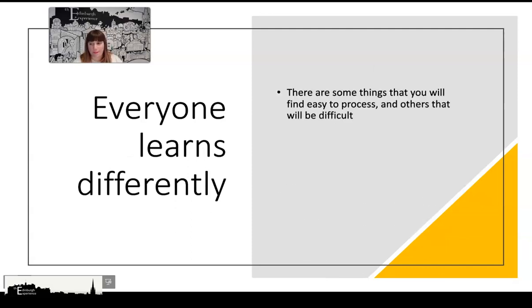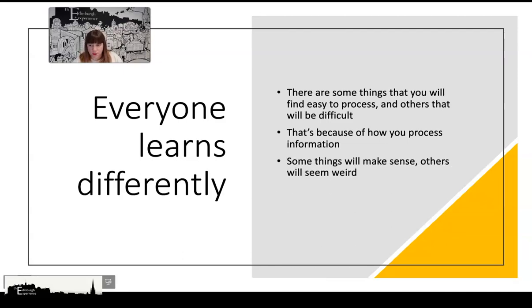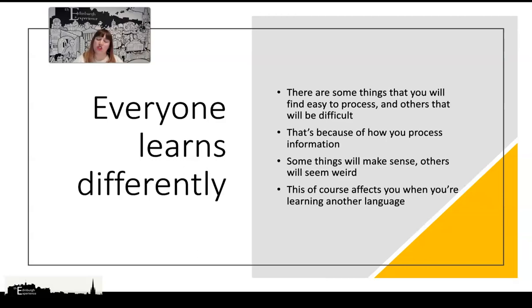Everyone also learns differently. We process information differently. And that means that there's going to be some things that you'll find really easy to process, and there's others that will be difficult for you. And that's okay, yeah? It's just the way that you process information and how you learn. Some things in English will make lots of sense. Others are going to seem really weird, and those weird ones will take more time for you to understand and use correctly. And this, of course, affects you when you're learning another language. Whichever way you learn, generally, you're going to find that that's affecting you in a second language too.